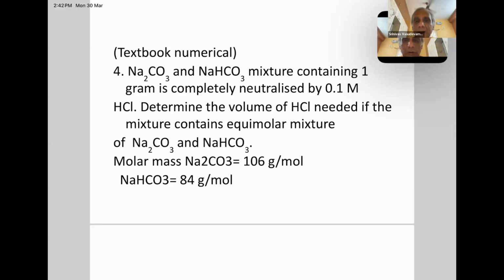So first you have to use the expression given here, equimolar mixture. That is the same number of moles of sodium carbonate and sodium bicarbonate. That is the key word here.